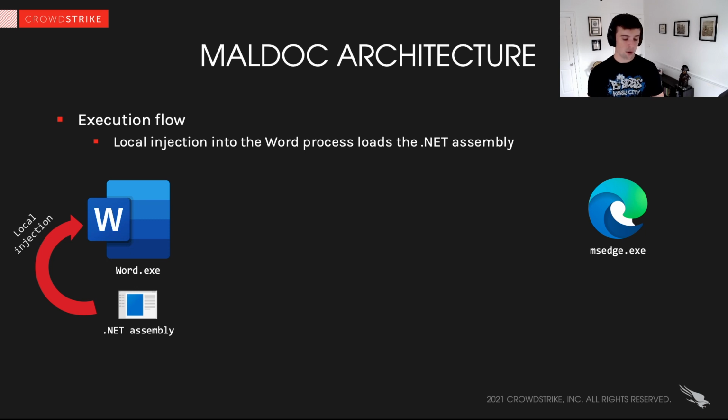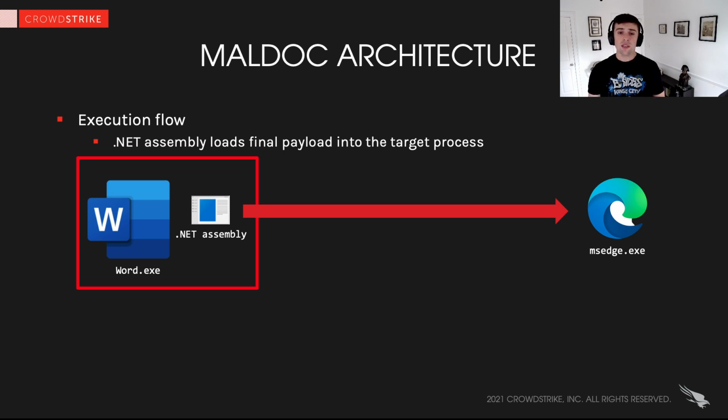So this all may seem very confusing thus far, but let's talk about the actual execution flow. As we mentioned, local injection first happens into the Word process. As we can see in the screenshot, the .NET assembly is actually loaded into word.exe. And once this .NET assembly is loaded into Word and executed, it performs remote injection into a process specified by the operator. In this case, it would be msedge.exe, which is Microsoft Edge that runs on the Chromium engine.